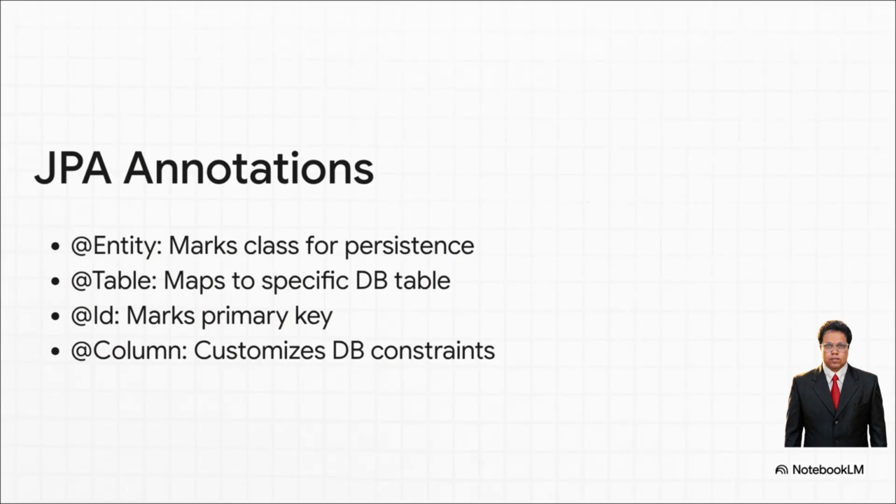And how do we achieve this magic? By using vital JPA annotations right inside our User.java file. We drop in an @Entity annotation to tell Hibernate, hey, this class is meant for persistence. We use @Table to link it directly to our users database table. And crucially, we use @Id to flag role_no as the primary key. It's declarative programming at its absolute best.